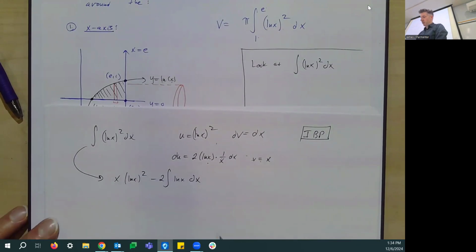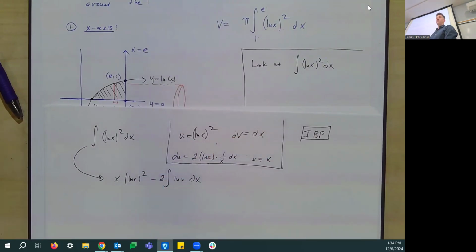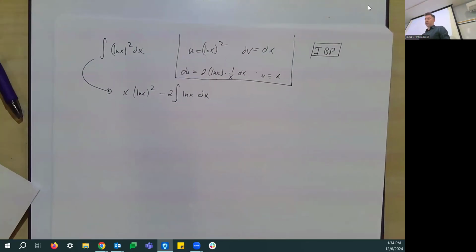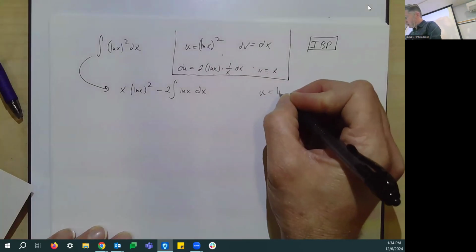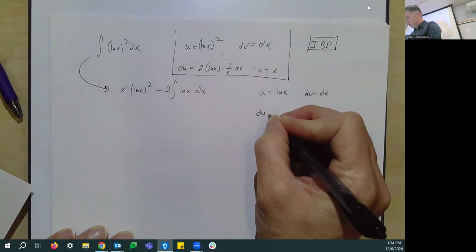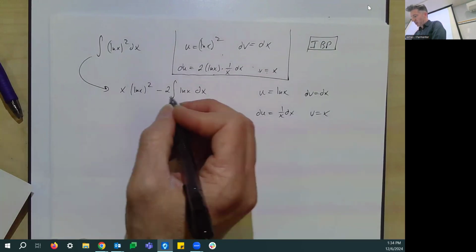And now we have to do integration by parts again. You might have memorized the integral of natural log of x. If you have, good. It comes up enough, I think, that it is worth memorizing. But if you didn't, then we have to do integration by parts one more time. So u is going to be natural log of x, dv is going to be dx, du is 1 over x dx, v is x.